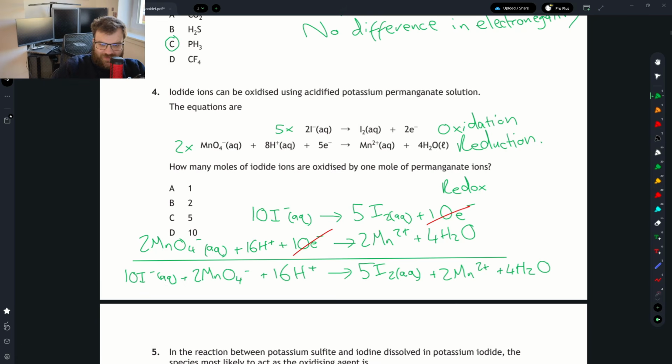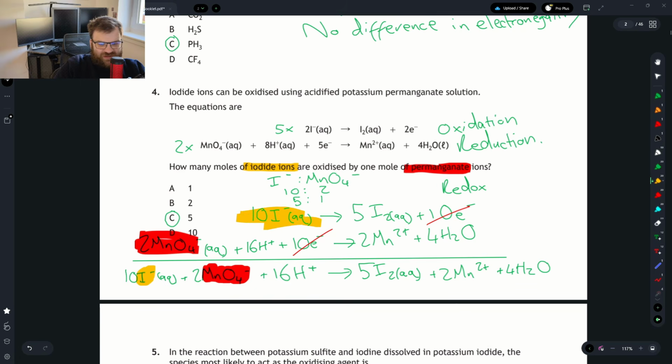They're asking us about iodide, which is our I-. They're also asking us about permanganate, which is the MnO4-. The ratio between the two of them is 10:2 or 5:1. So 1 mole of permanganate would oxidize 5 moles of iodide. To save ourselves a little bit of writing, we wouldn't have to write out the combined equations. Once we have the two scaled up versions, we will still see that it's got a 2:10 ratio here. But if you're asked to write out the full equation, you would have to do that bottom line. So it just depends on the question.